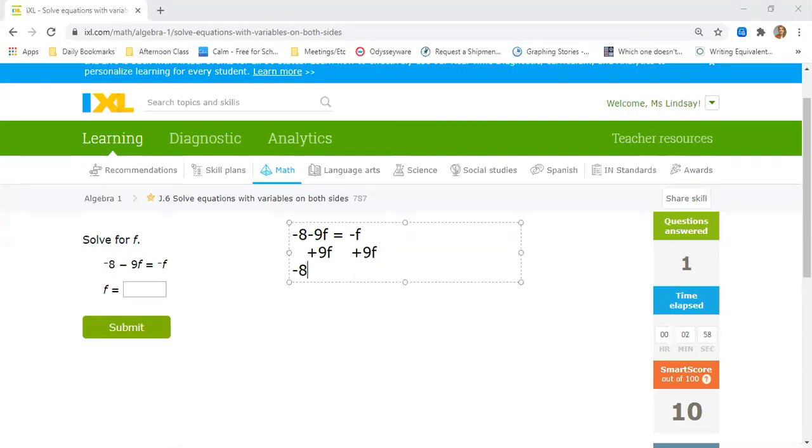Now we have negative 8 is equal to negative 1 plus 9 would be 8f. And then divide both sides by 8. You're always dividing by the coefficient. So f would be negative 1.